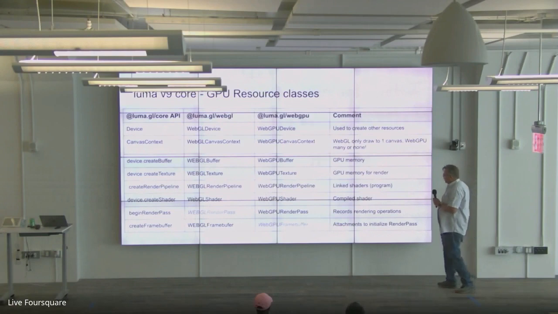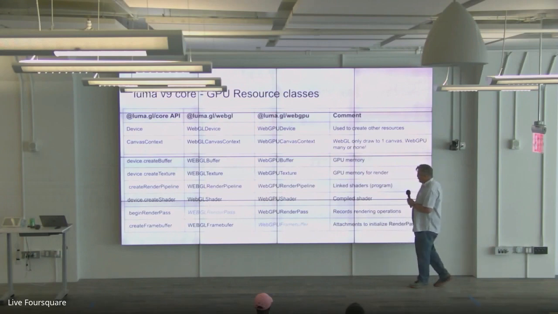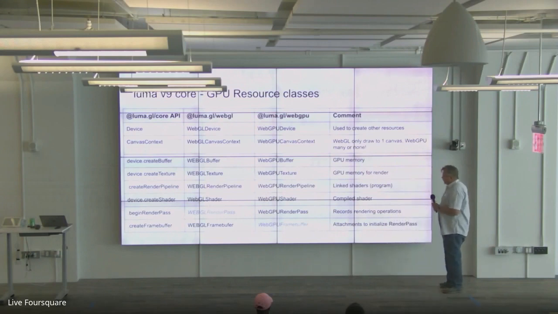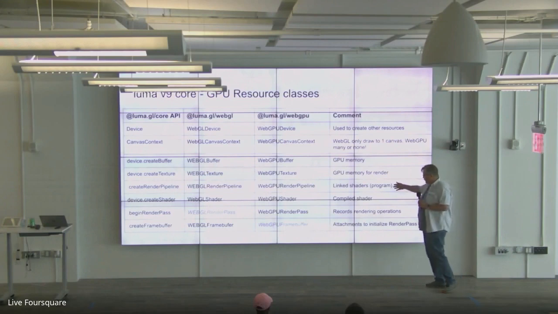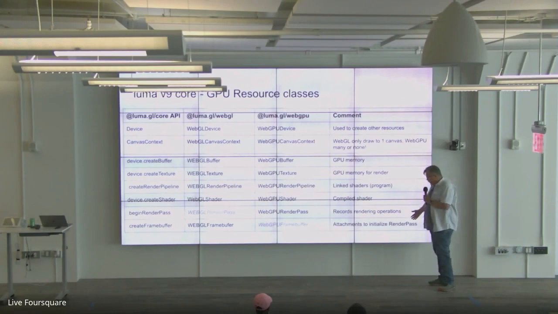And then the 2 things applications would do mostly is creating buffers for memory, and textures for memory that is arranged in either 2D or 3D layouts. Then the render pipeline, that's the linked shaders that you use to render. A shader is a single compiled shader source code. A render pass basically records rendering operations. So to do any rendering, you need to create a render pass.